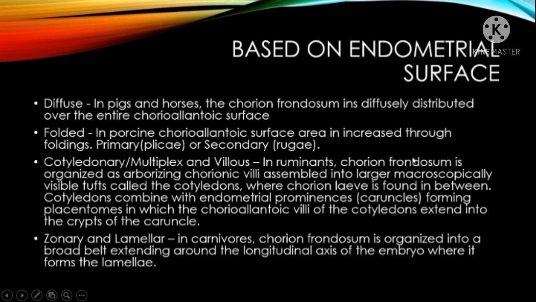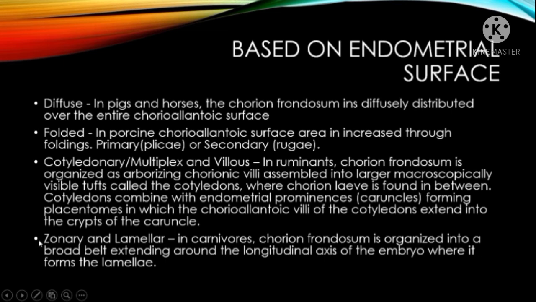Third is the cotyledonary, which can also be called multiplex and villus, and it is found in ruminants, wherein the chorion frondosum is organized as arborizing chorionic villi assembled into larger macroscopically visible tufts called cotyledons. Chorion laeve is found in between cotyledons. These cotyledons combine with the endometrial prominences, also called caruncles, forming placentomes, in which the chorioallantoic villi of the cotyledons extend into the crypts of the caruncle.